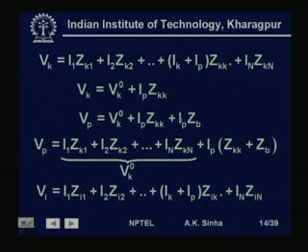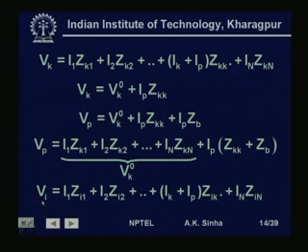Now, we can write this in expanded form, where we are putting for Vk0 the values here. So, I1 Zk1 plus I2 Zk2 up to In Zkn plus Ip into Zkk plus Zb. So, Ip into Zkk plus Zb, right.